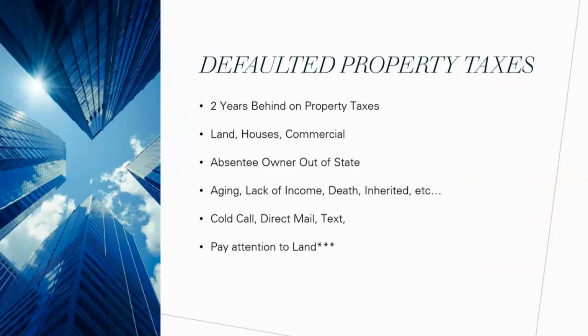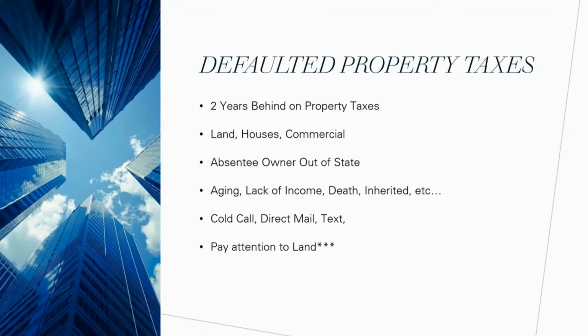With tax defaulted properties, essentially what happens is people fall behind on property taxes, and what it's telling a lot of people, specifically investors out there, is that they may not want their property. Oftentimes, the two most popular ways to approach these individuals are a cold call or direct mail. Some people text. But when you're going after these individuals who have properties that are behind on taxes, you want to focus on people that are 2 years or more behind on paying their property taxes.